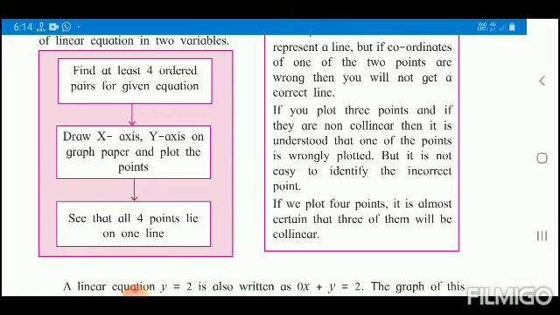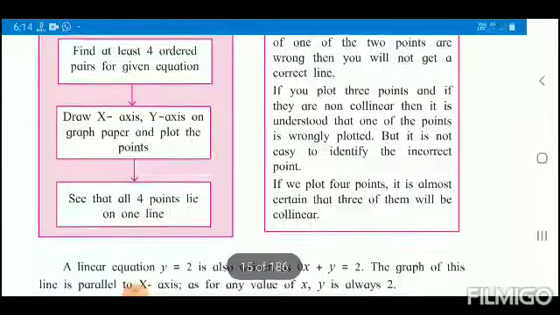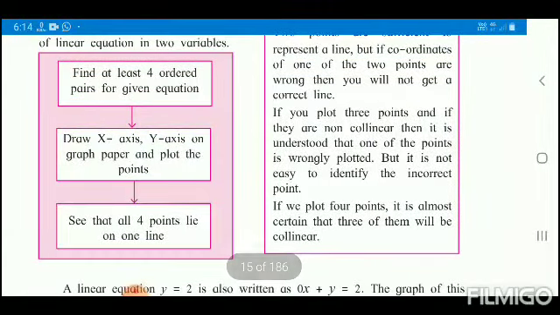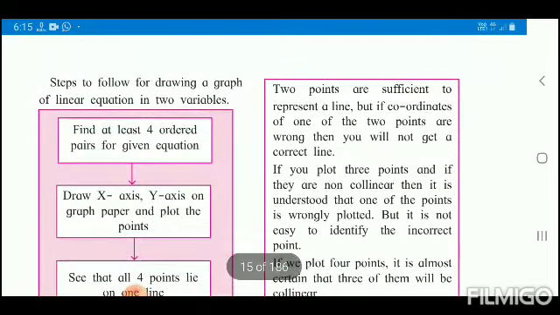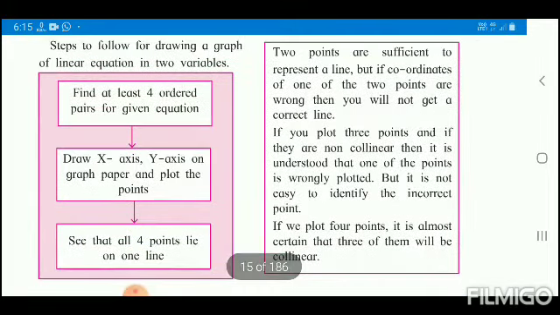Again, one more time I will repeat that. Choose at least 3 convenient values of x and find the corresponding values of y satisfying the given equation. Write the values of x and y in tabular form. Draw the x-axis and y-axis on the graph paper and plot the points. Next see that all the points lie on a line, and the coordinates of the point of intersection of the two lines is the solution of the given equation. Keep this in mind. Now whatever information they have given in that column, I will read.